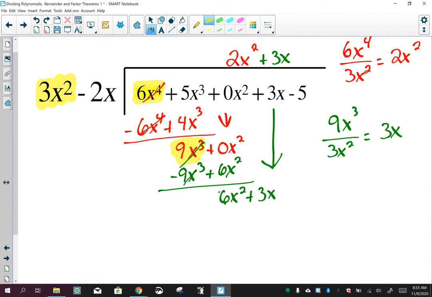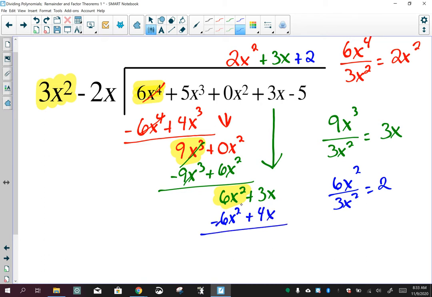Again, I've got a new focus. So then I have 6x squared divided by 3x squared. That gives me a 2. So that winds up with a negative 6x squared here and a positive 4x here. That goes away. That leaves me with the 7x, and I drop down my next term. This is now a lower degree than that, so there's nothing else I can do.